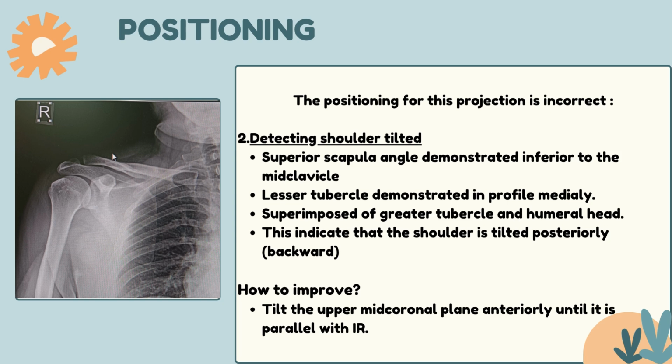This image also demonstrated shoulder tilted as superior scapula angle demonstrated inferior to the midclavicle. Lesser tubercle demonstrated in profile medially. There is superimposition of greater tubercle and humeral head, and this indicates that the shoulder was tilted posteriorly. To improve this position, tilt the upper midcoronal plane anteriorly until it is parallel with the IR.